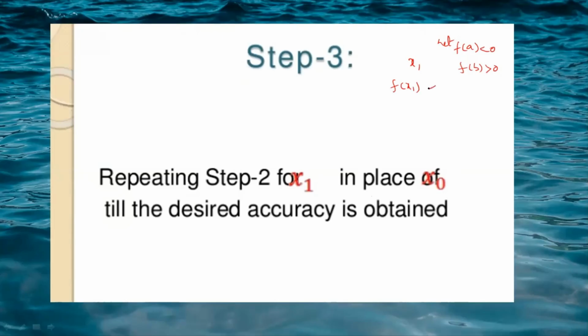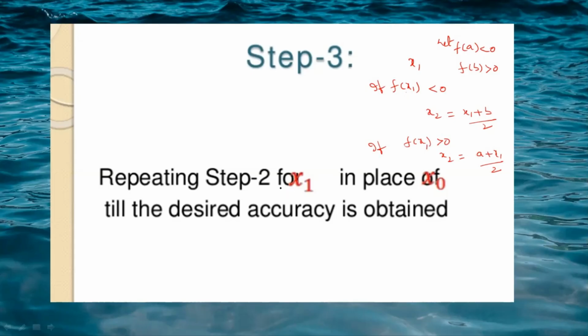Suppose f of x1 is also less than 0, then the root lies between x1 and b, less than 0 and greater than 0. Then your x2 will become x1 plus b by 2. For example, if f of x1 is greater than 0, then the root lies between a and x1, so your x2 is equal to a plus x1 by 2. So like this, you have to go on, continue the procedure.